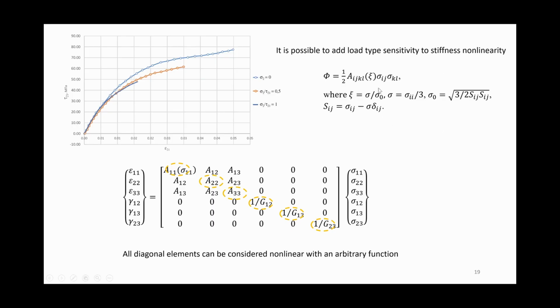And another thing that we can add some sensitivities to stress state. For example, here it's a shear curve with some additional loads, and they look a little bit different. So using combination with this potential, we can capture this effect further.